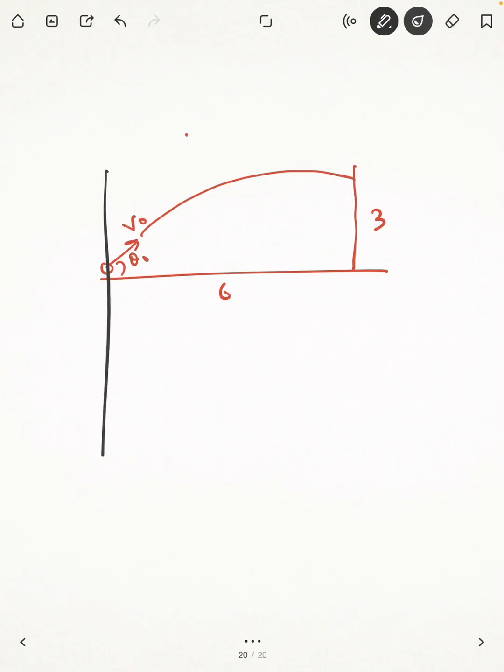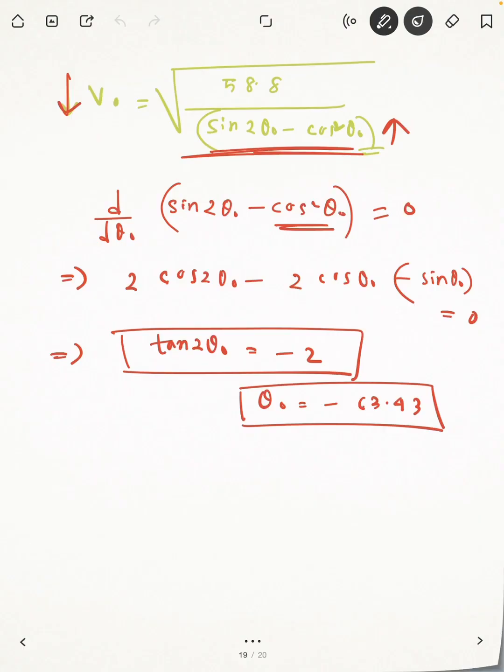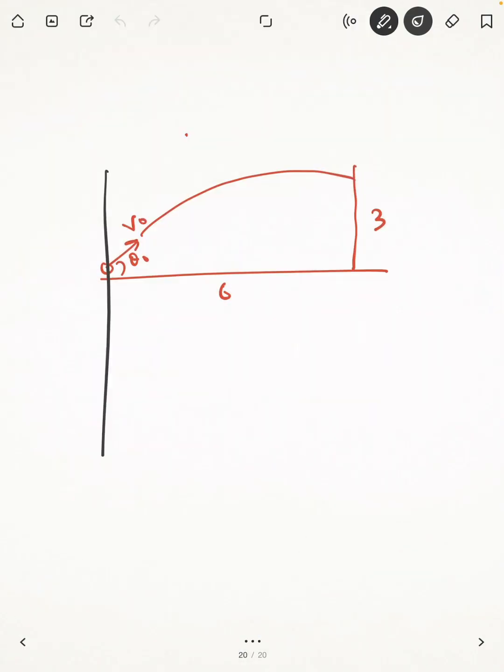Not here, basically the initial point and this point. Okay, so where is -63.43? That's basically on the fourth quadrant on this axis. That is basically -63.43. What should be the positive value of it? You have to add 180.